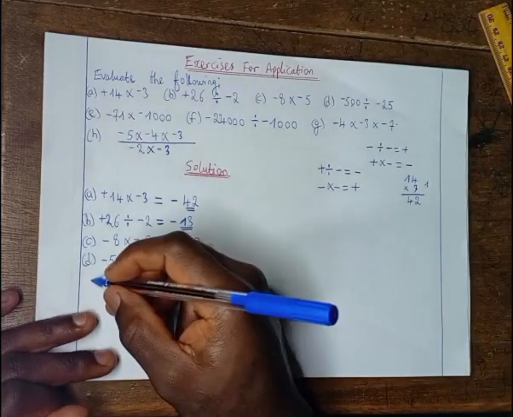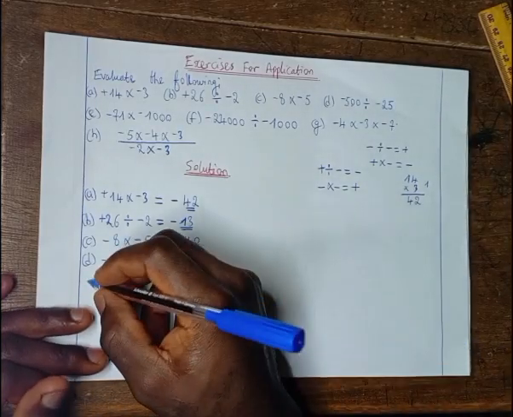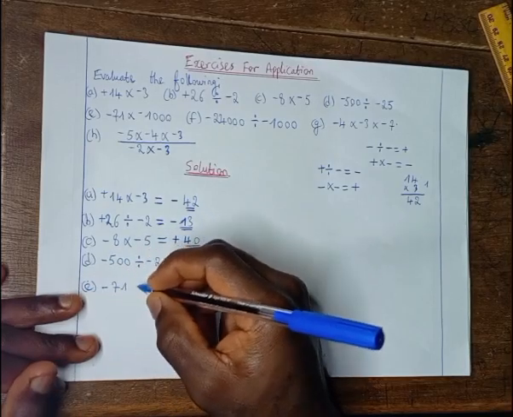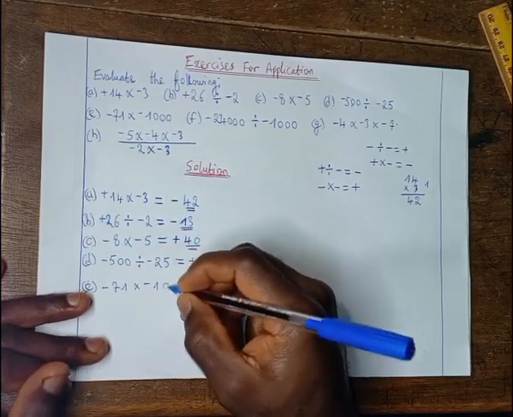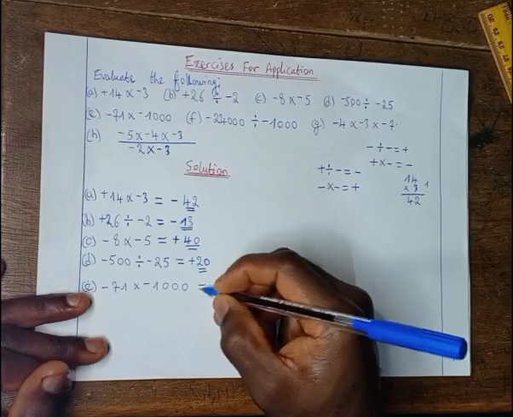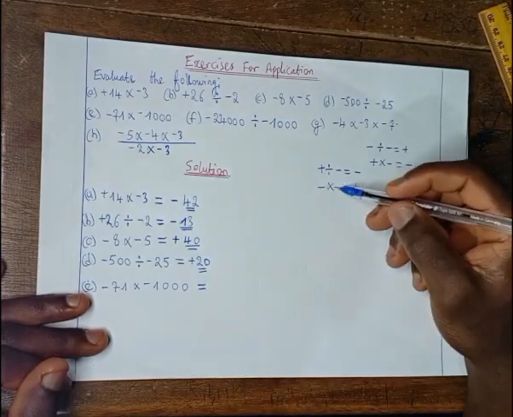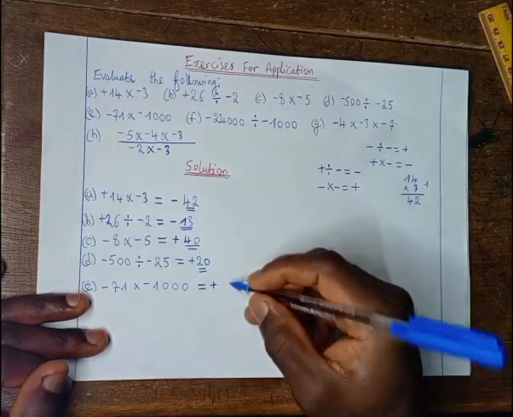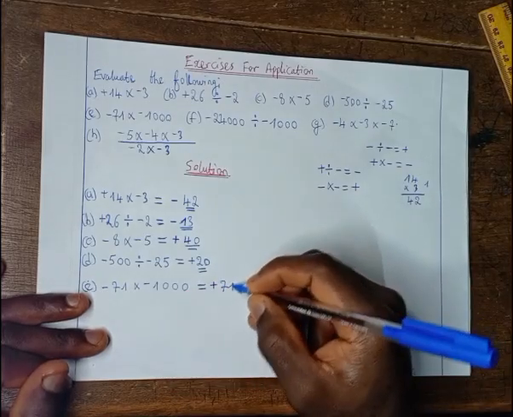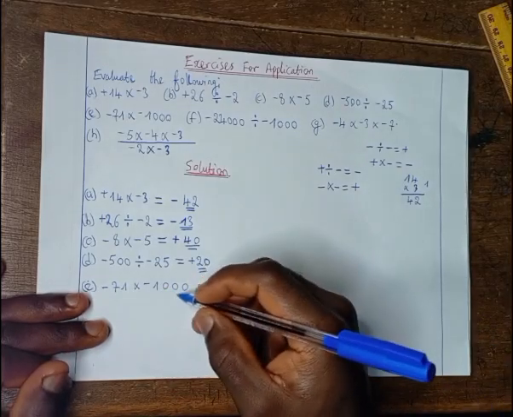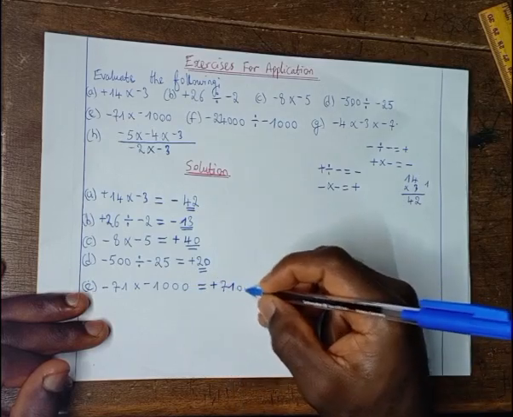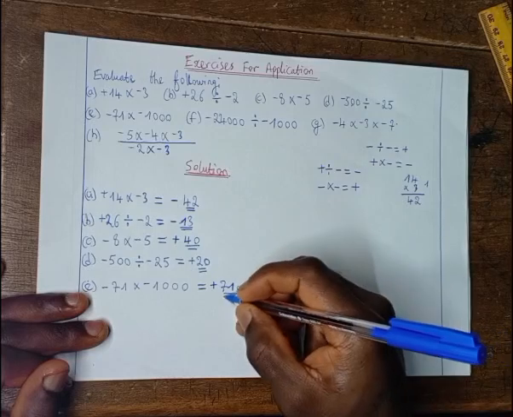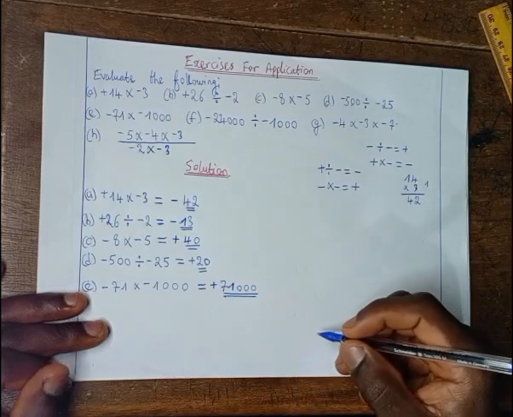Next, we go now to question E. For E, we have negative 71 times negative 1000. If you multiply two negative numbers, the result will be positive. So we are simply going to write down 71. Then we attach the zeros of the power of 10. 1000 has 3 zeros. We are going to attach the 3 zeros. Our answer will simply just be positive 71,000.